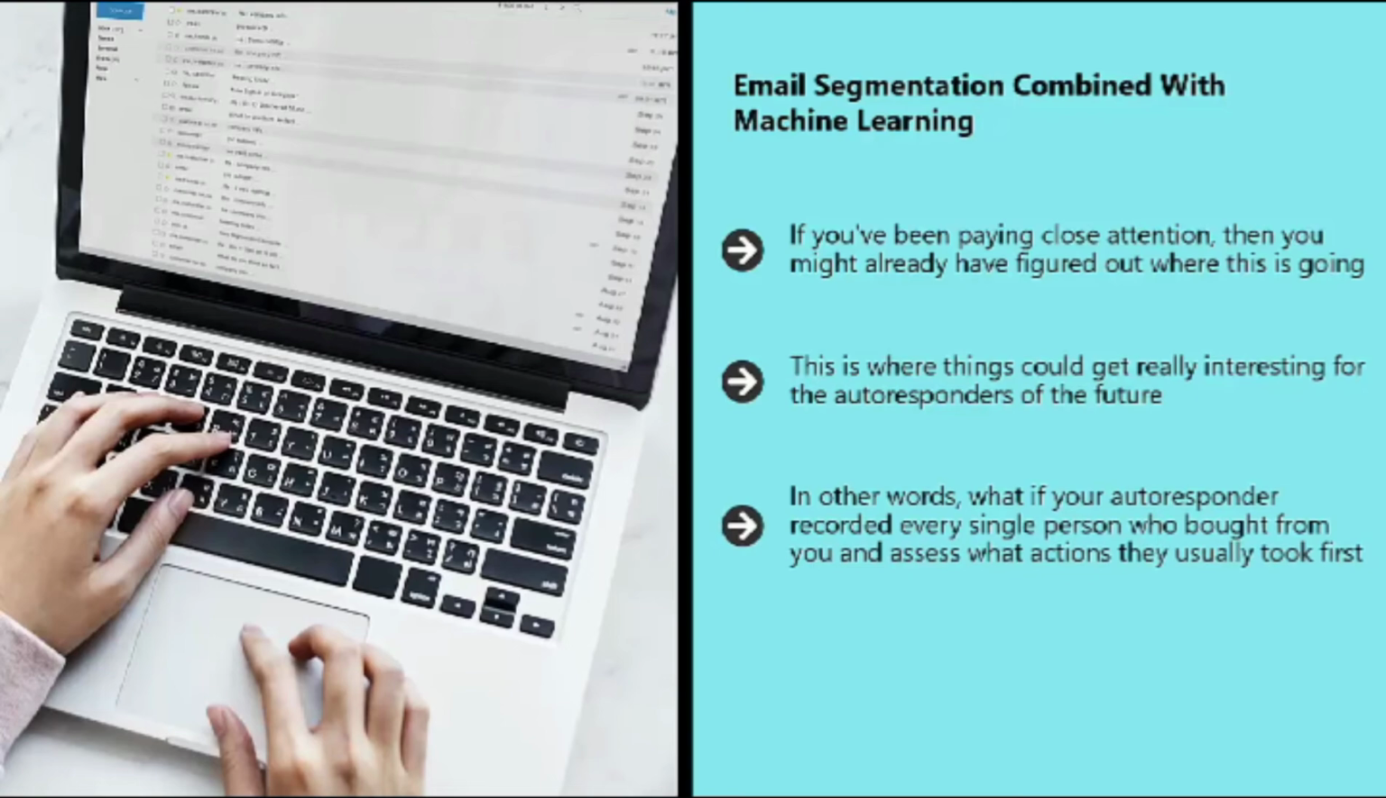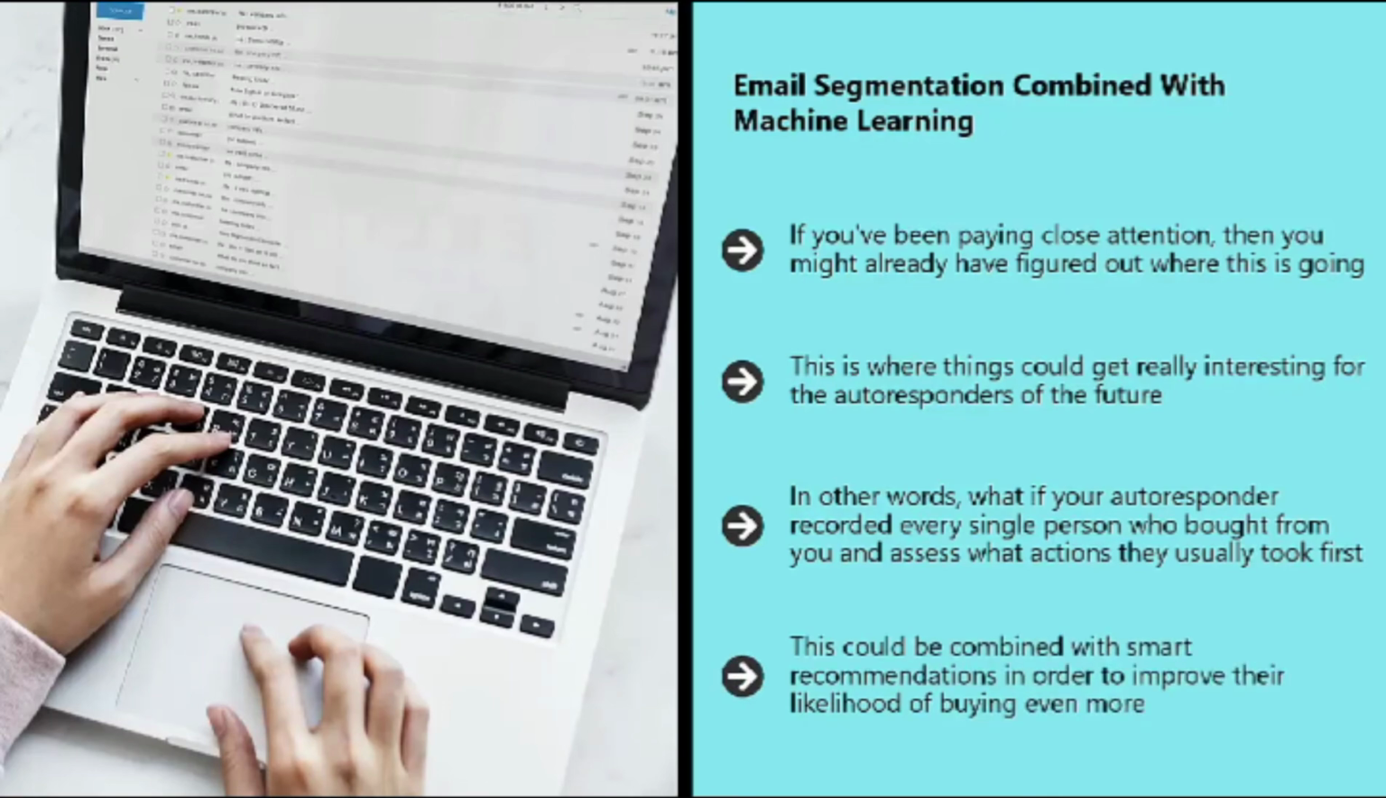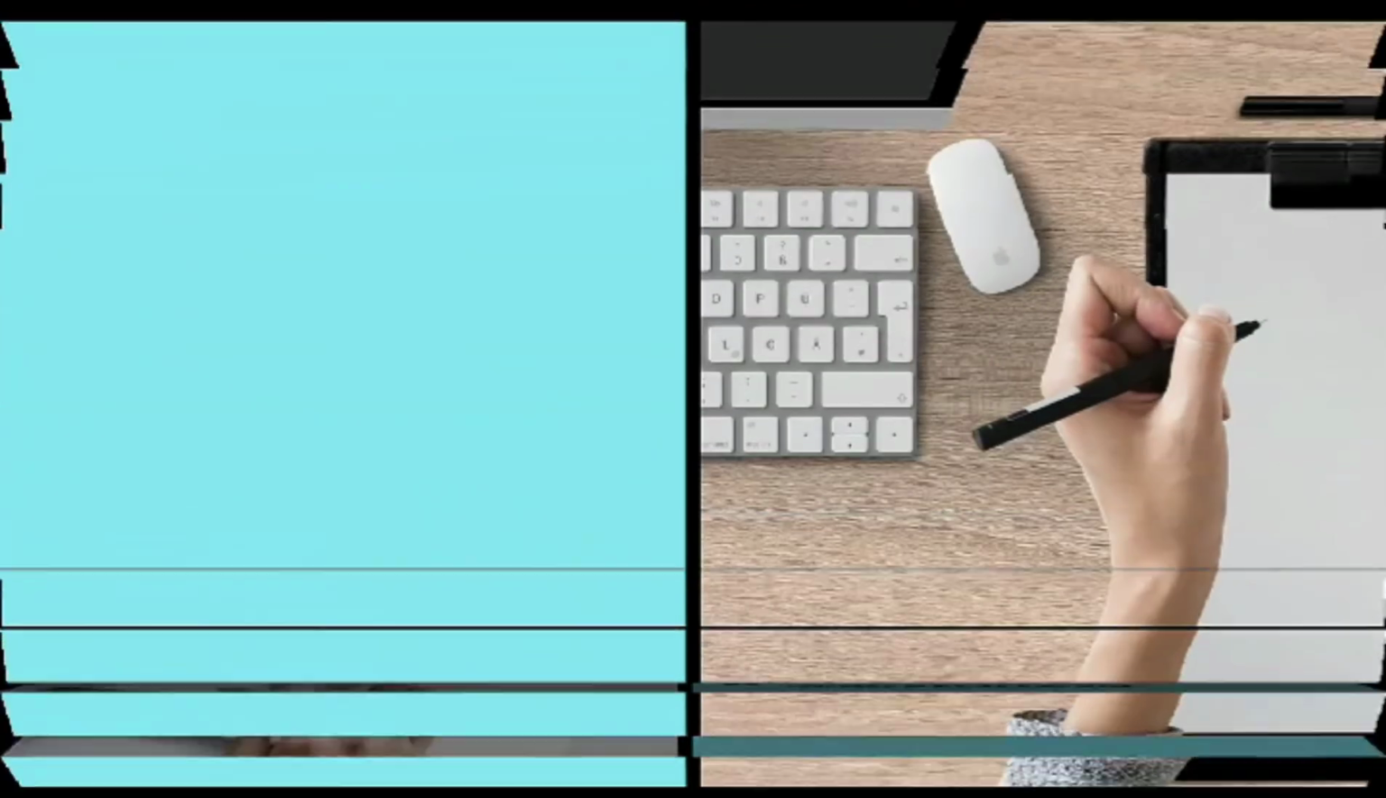In other words, what if your autoresponder recorded every single person who bought from you and assessed what actions they usually took first? This would allow that machine learning algorithm to better spot when a user is behaving like someone ready to buy and to send them a message tailored to encourage that purchase. This could be combined with smart recommendations in order to improve their likelihood of buying even more. This is already being used by some big brands, so it's only a matter of time until more of us get access to this same amount of precision.